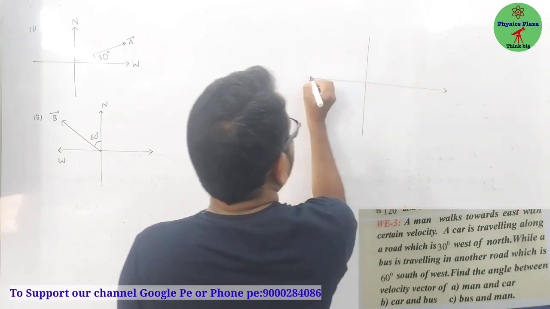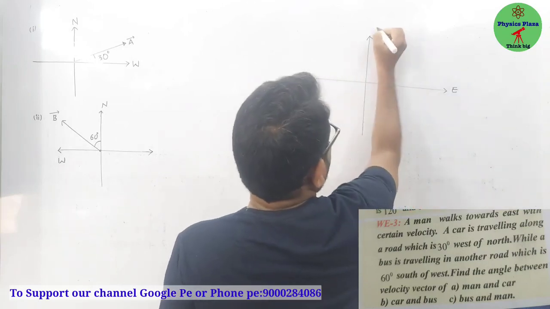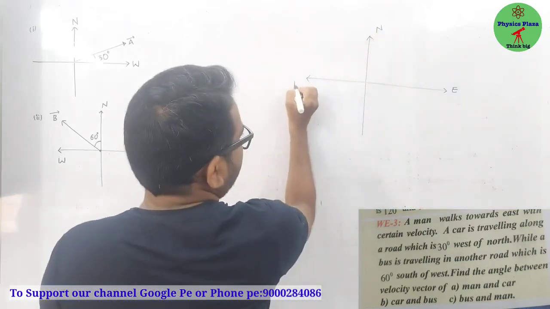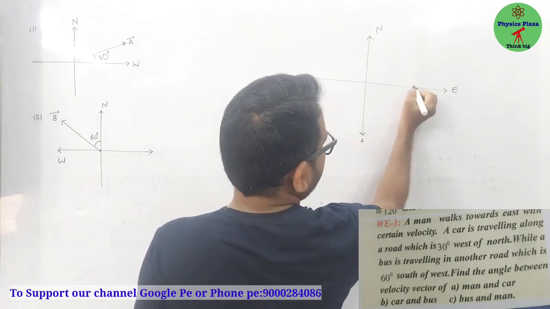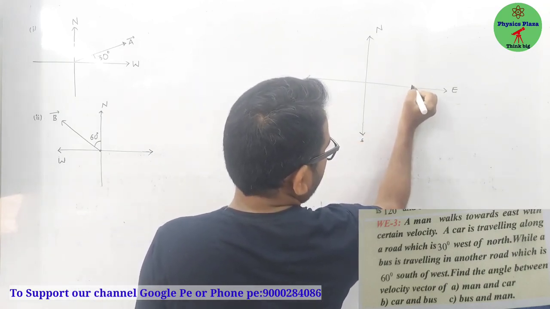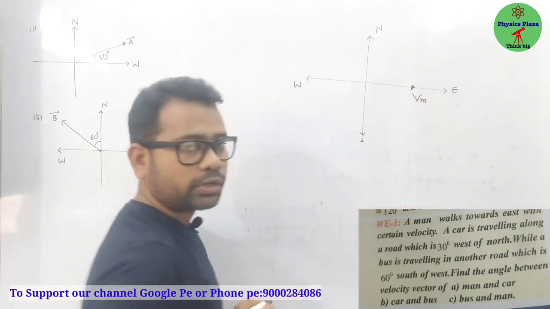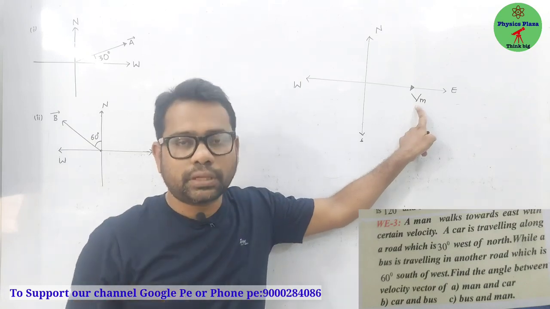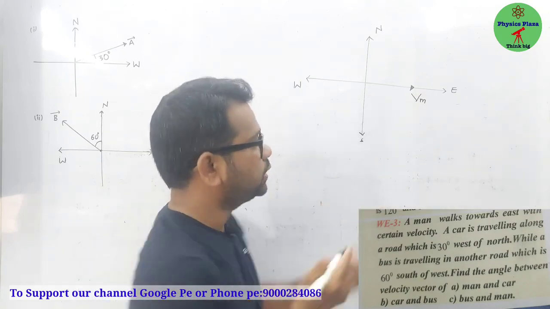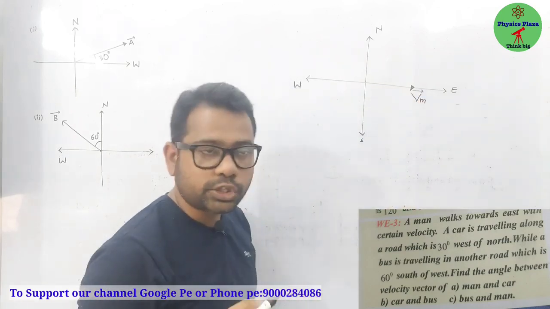Okay, now look here. So it is east, it is north, and here is west, and here is south. So the person is going like this, children. This is the direction of the man. The man walks towards the east with a certain velocity. Vm is the velocity of that particular person. We are talking about magnitude, but let us keep the arrow mark here also because it's a vector, we are talking about direction also.